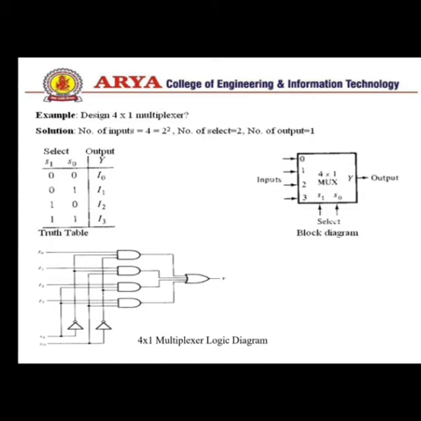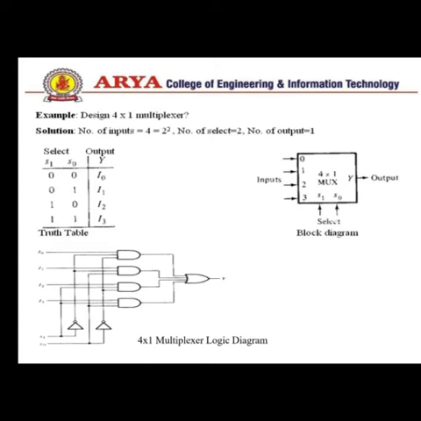This is the basic block diagram of a 4 to 1 multiplexer, in which I0, I1, I2, I3 are the input lines, S1 S0 are the selection lines, and Y is the output line. This is the basic logic expression of the 4 to 1 multiplexer, in which Y equals I0 S1 bar S0 bar plus I1 S1 bar S0 plus I2 S1 S0 bar plus I3 S1 S0. From this expression, we can easily design the logic diagram.